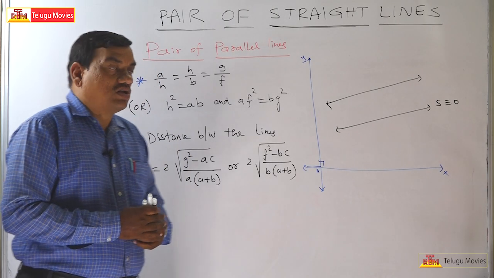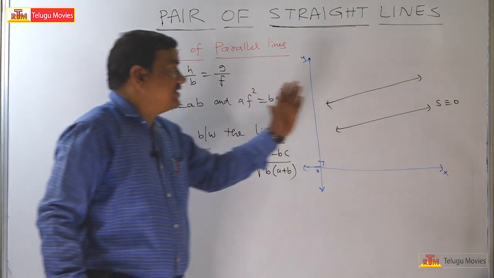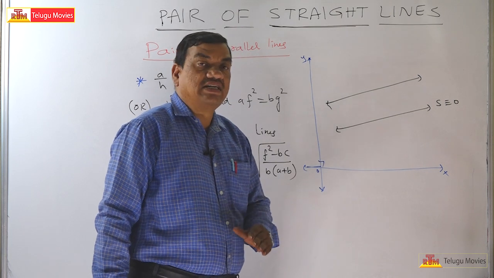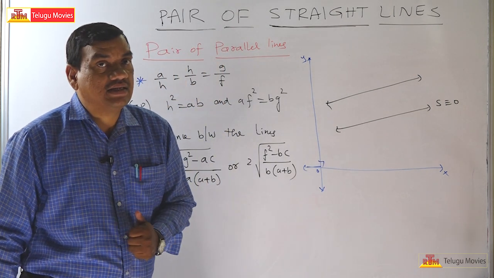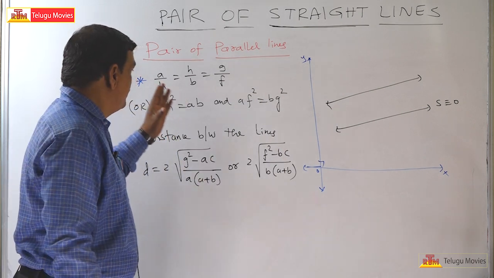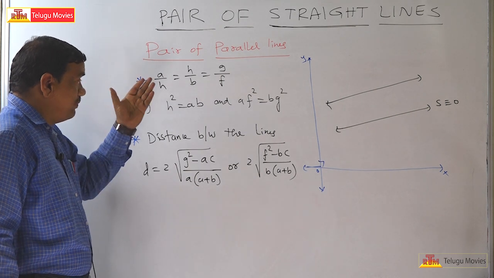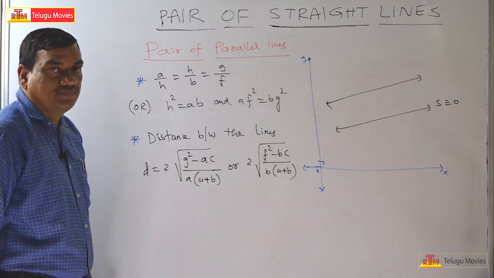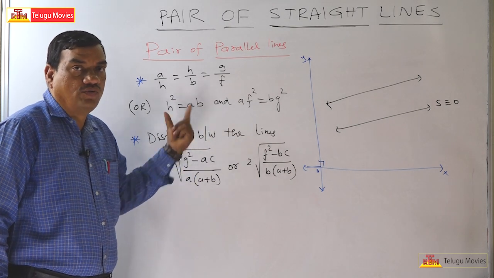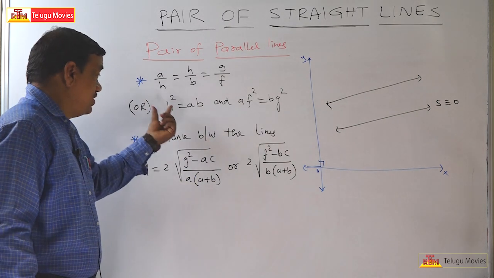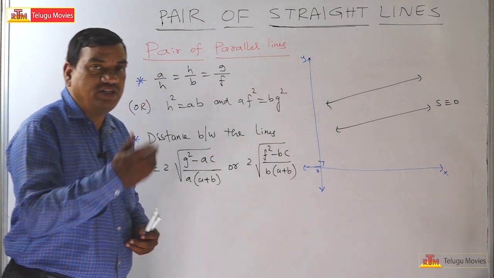Welcome to this concept. It is a pair of parallel lines. If S is equal to 0 represents a pair of parallel lines, the condition is A by H is equal to H by B is equal to G by F. Otherwise, you can remember this well-known expression: H square is equal to AB and AF square is equal to BG square.